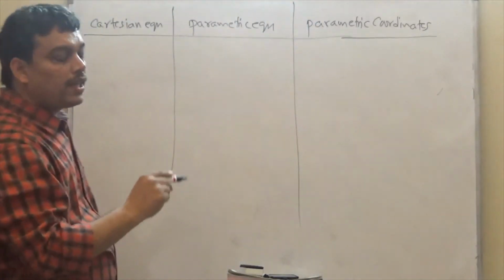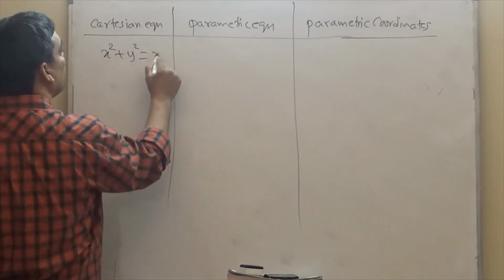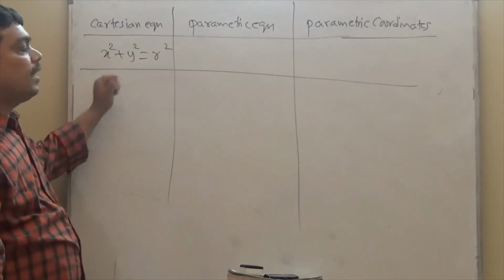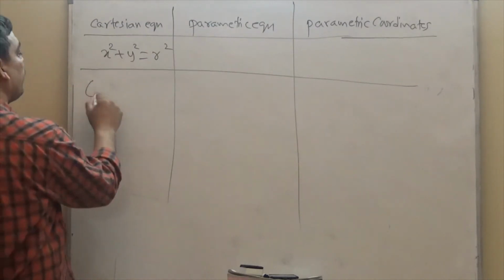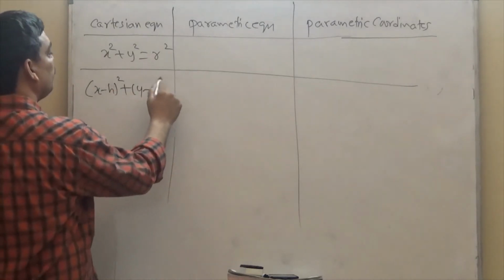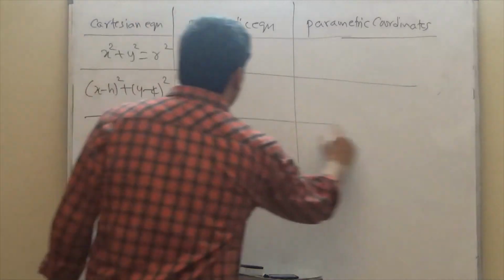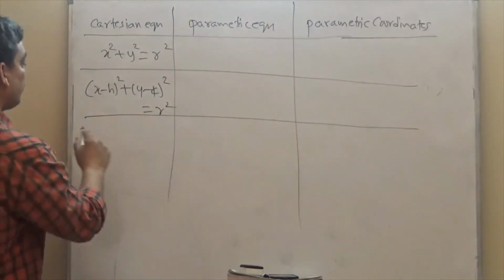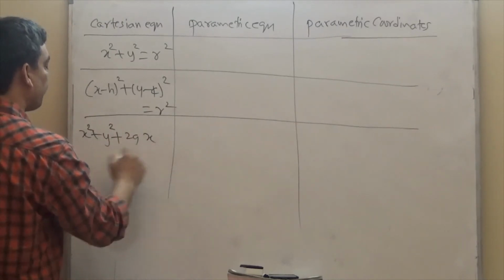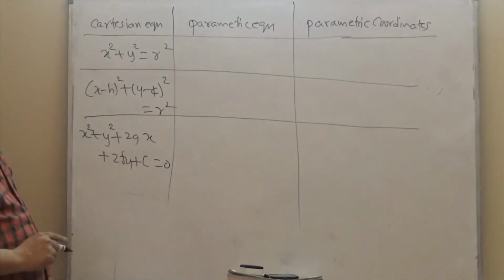Right, so coming to the Cartesian equation, the first Cartesian equation I am going to write down is x square plus y square equal to r square, which is a circle with center origin, radius r. The second circle is (x minus h) whole square plus (y minus k) whole square equal to r square. This is the circle which has center as (h, k), radius as r. And the third circle which I am going to write here is the general circle, that is x square plus y square plus 2gx plus 2fy plus c equal to 0. This is called the general equation of the circle.